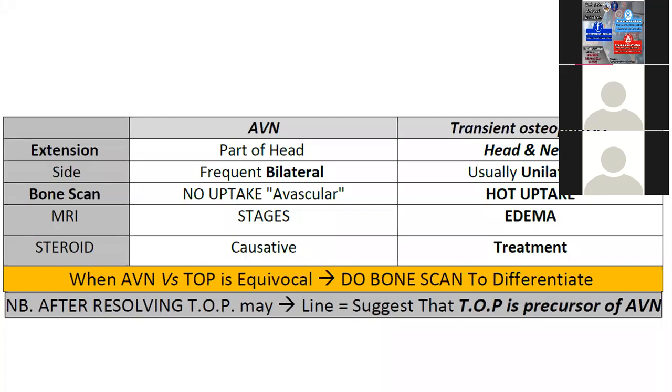Some of the clinicians take the line that we can do a bone scan. I know that bone scan has more sensitivity and specificity for differentiation, but it's ionizing radiation. You cannot do this for the pregnant, and more so for children or young people. So when avascular necrosis and transient osteoporotic hip are equivocal, do a bone scan. I think it would be more beneficial if there are equivocal signs or features.